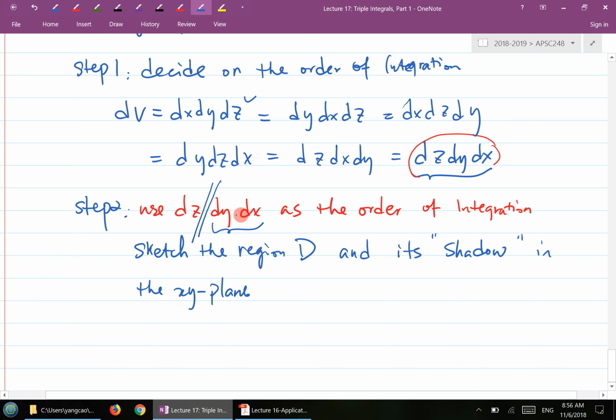So that's basically, for the last two variables, depending on the order you picked, where you're going to sketch the shadow. So what does shadow mean? Shadow basically means you project the whole region D into the xy plane as a flat region, like in AutoCAD or in a CAD drawing, where you have a view of the projection in a certain plane. So that's what shadow basically means.